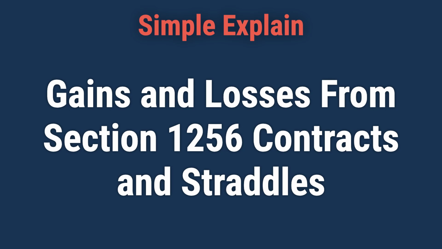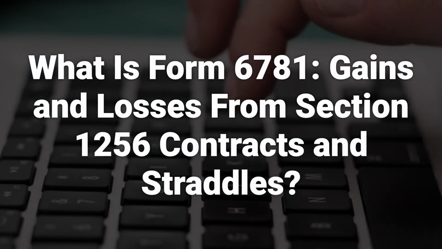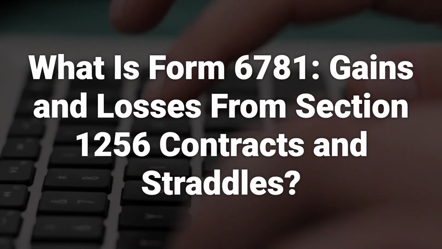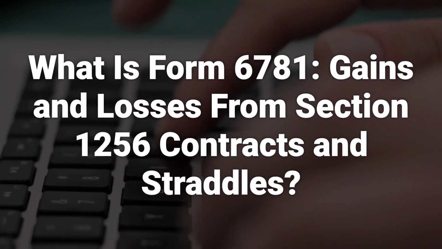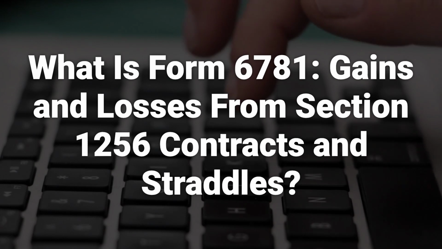Hi. Let's learn about gains and losses from Section 1256 contracts and straddles. Form 6781, Gains and Losses from Section 1256 Contracts and Straddles, is used to report gains and losses from straddles or financial contracts that are labeled as Section 1256 contracts.